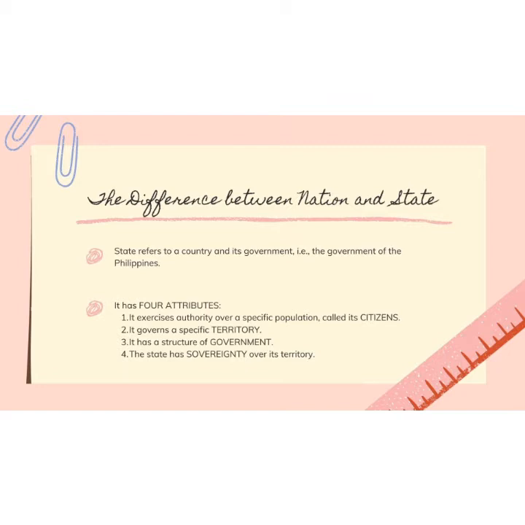A state has four attributes. First, it exercises authority over a specific population, called its citizens. Second, it governs a specific territory. Third, a state has a structure of government that crafts various rules that people or the society follow. Fourth, and the most crucial, the state has sovereignty over its territory. Sovereignty here refers to internal and external authority.